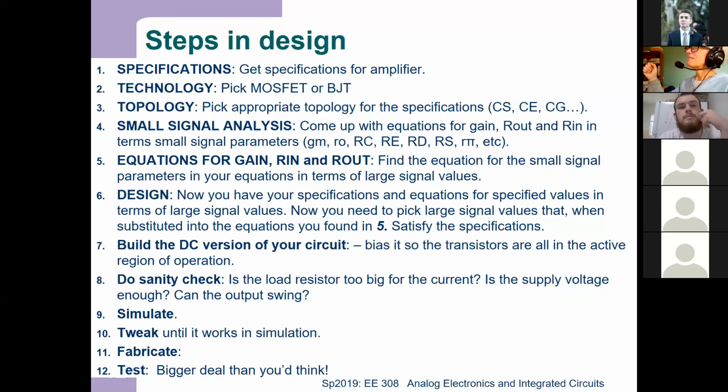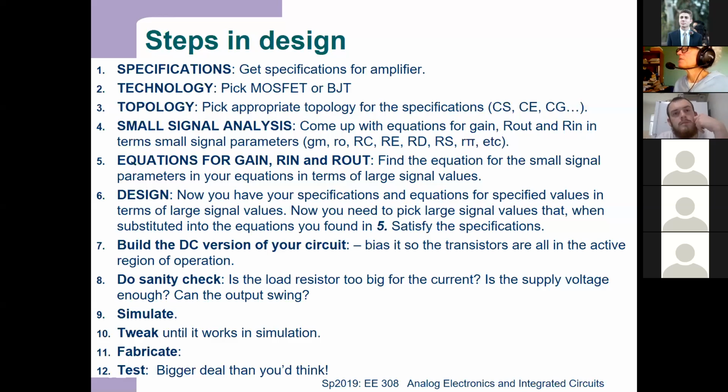Okay. So now you've got your specs, you've picked MOSFETs, you picked a topology of common source because you need a big gain and a big R in, and you did your small signal analysis to come up with an equation for whatever your boss gave you specs for, in other words, your gain. Now you take the value your boss gave you for gain, your equation for gain, and set them equal to each other and solve for the unknowns in your gain equation.